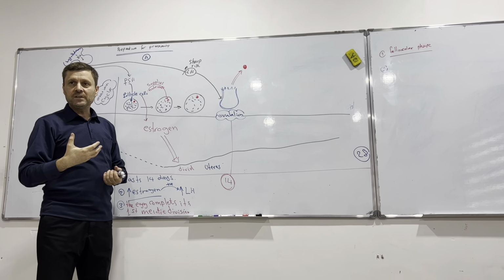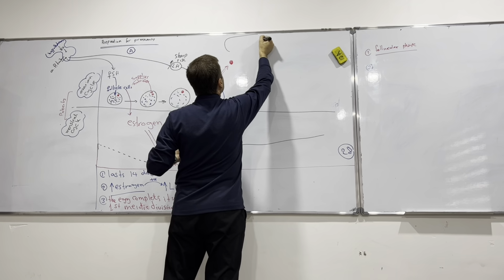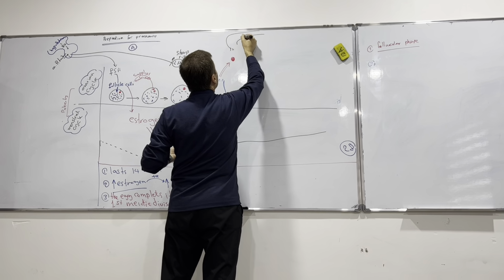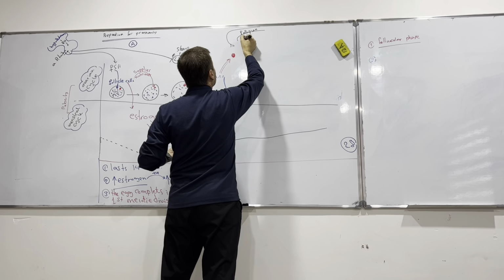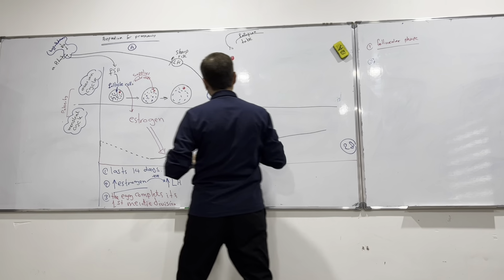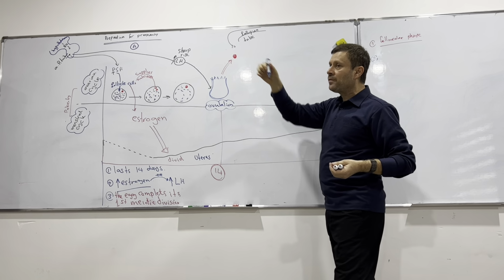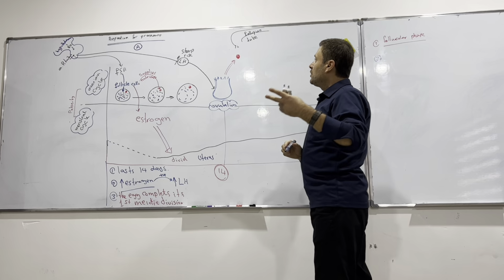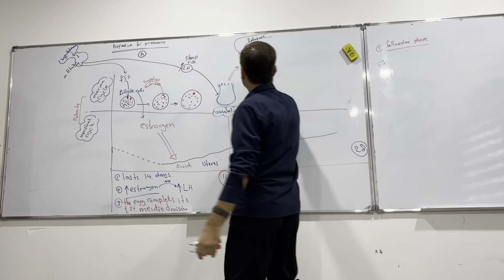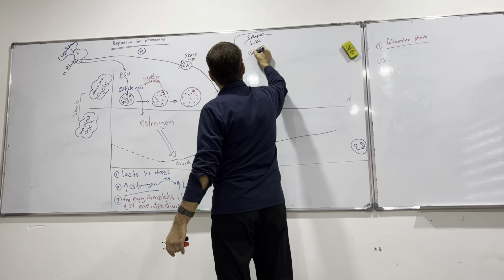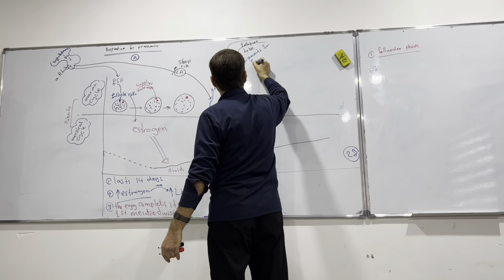After ovulation, the egg moves to the fallopian tube. After it moves to the fallopian tube, we have two things you have to know. First, the egg awaits fertilization.